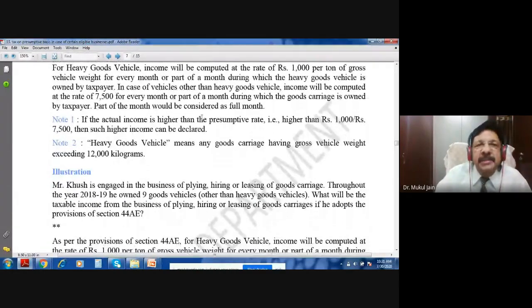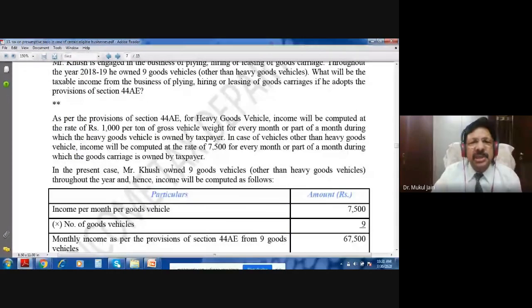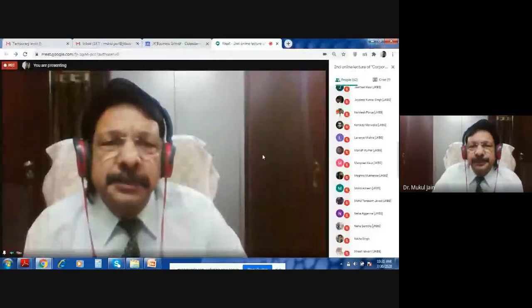So if the actual income is higher than the presumptive rate, that is higher than 1,000 or 7,500, then such higher income can be declared. So heavy goods vehicle means any goods vehicle having gross vehicle weight of more than 12,000 kilogram or 12 metric tons. So these are some of the rules. So we are stopping it over here.